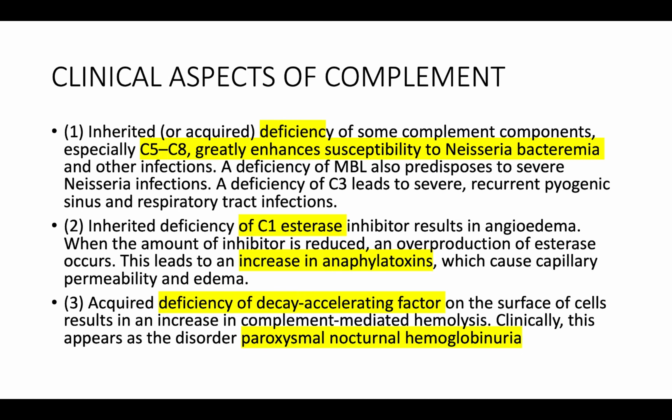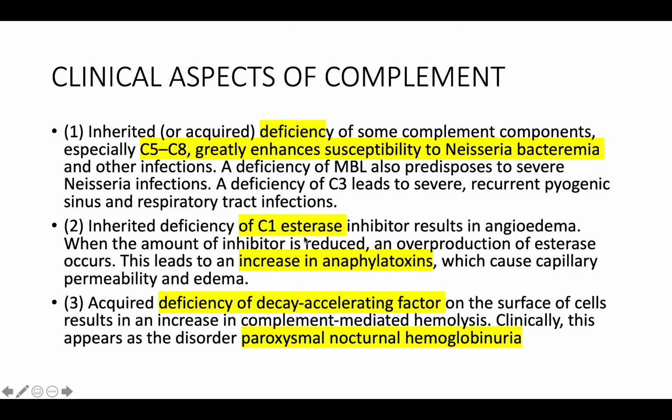There are many theories, but in the end there's no final answer. We just know that Neisseria becomes a very, very important infection in people with an inherited or acquired deficiency of complement. So this is very important. So they are prone to recurrent pyogenic sinus and respiratory tract infection. Why? Because, as we said, Neisseria is in the upper respiratory tract. This is the area of colonization for it.